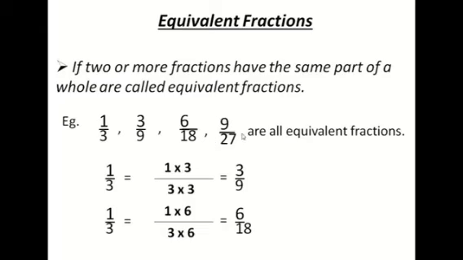Even for 9 by 27, if you multiply the numerator and the denominator of 1 by 3 by 9, you will get the new fraction 9 by 27. So here 3 by 9, 6 by 18, 9 by 27 all are equivalent fractions of 1 by 3. So if two or more fractions have the same part of a whole, they are called equivalent fractions.